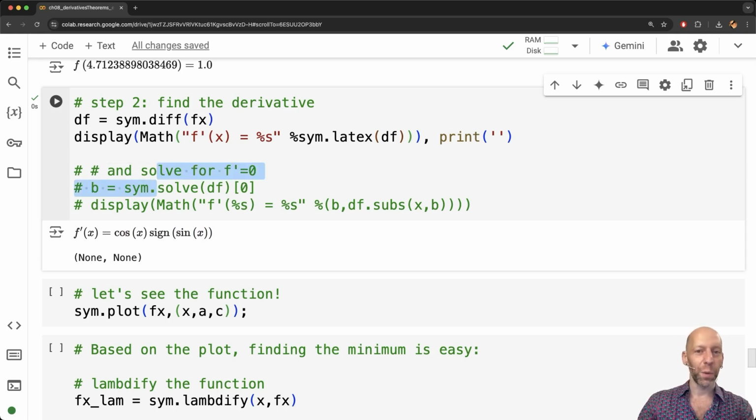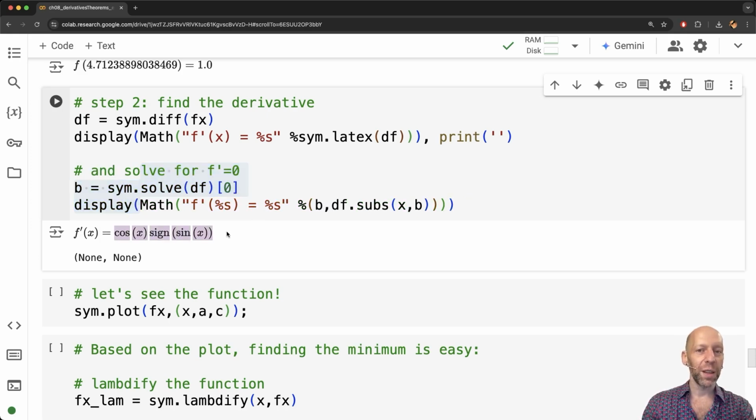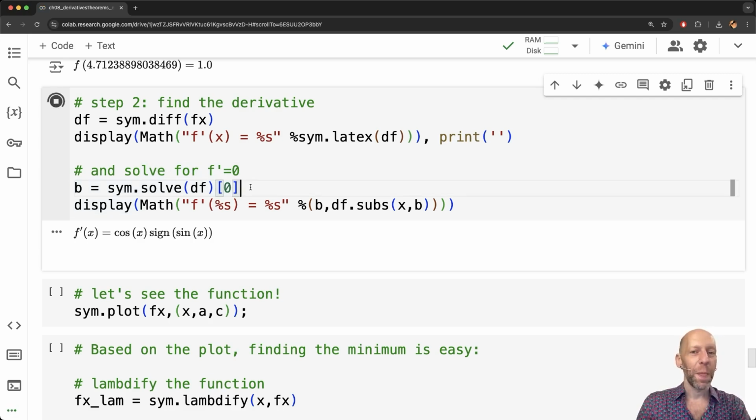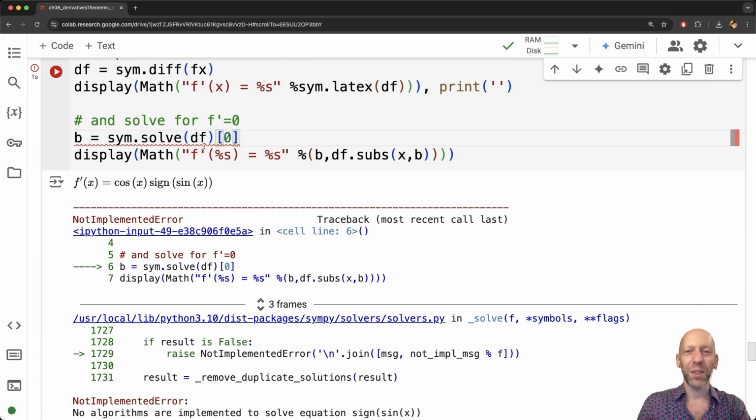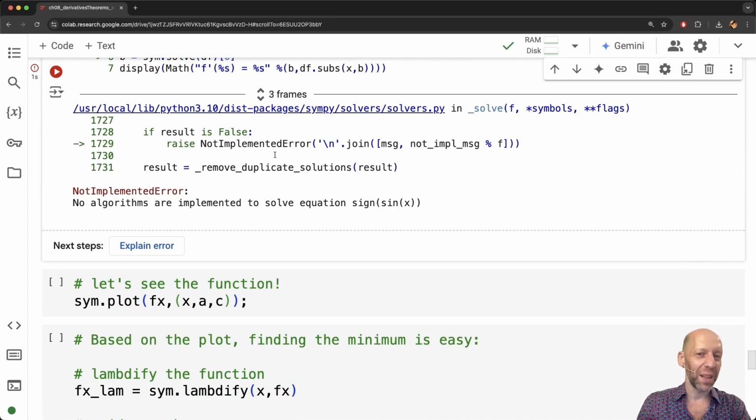And now what we want to do is solve this expression for 0, and that's going to tell us the x-axis values at which Rolle's theorem is solved, which means where we have the derivative equal to 0. Okay, now you see it took several seconds to run, and it didn't actually get through it. So no algorithms are implemented to solve the equation. Fine, no problem. So now what you need to do is put away your computer, get out a piece of paper and a pen, and solve this problem on your own by hand.